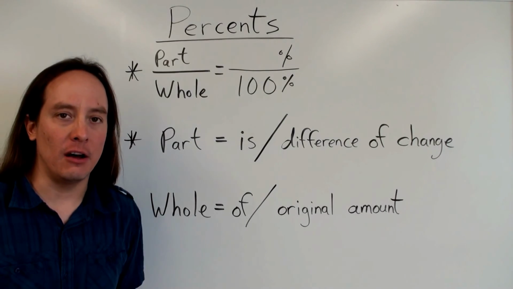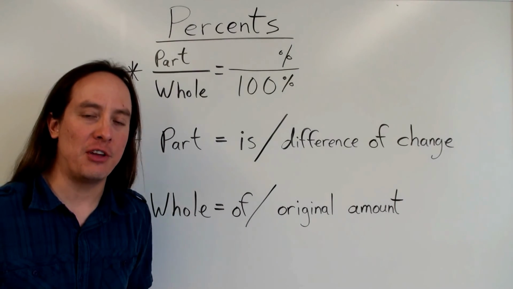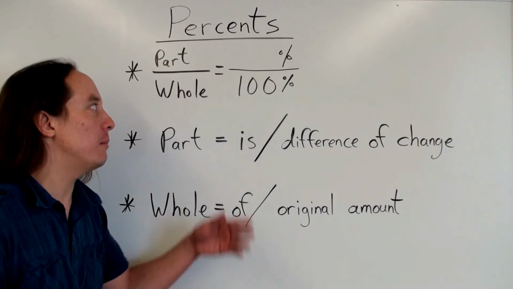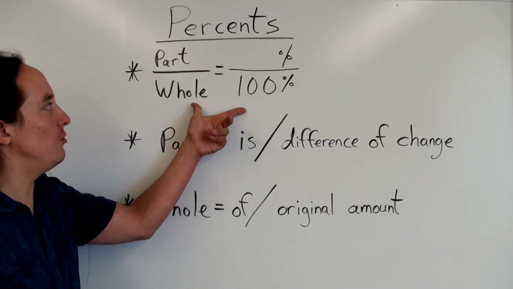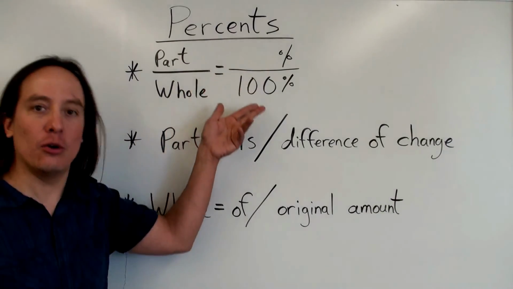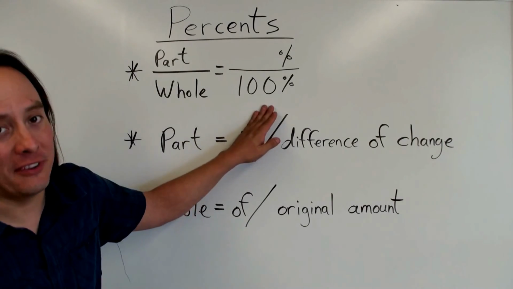There are different ways to solve percent problems, but this way works for all the different kinds of percent problems that you might have. The basic proportion in general terms is part over whole is equal to percent over 100. I mean over 100%.